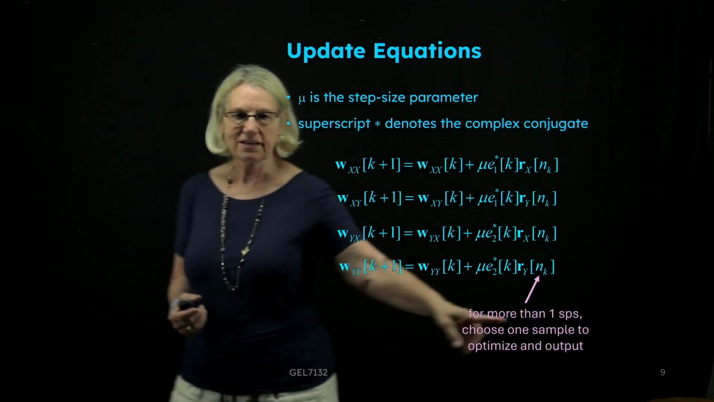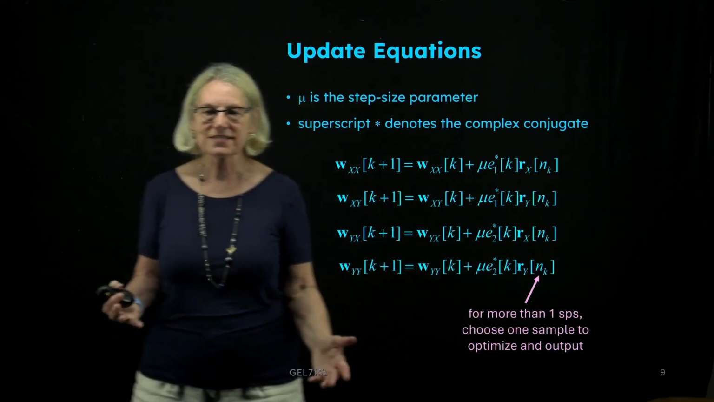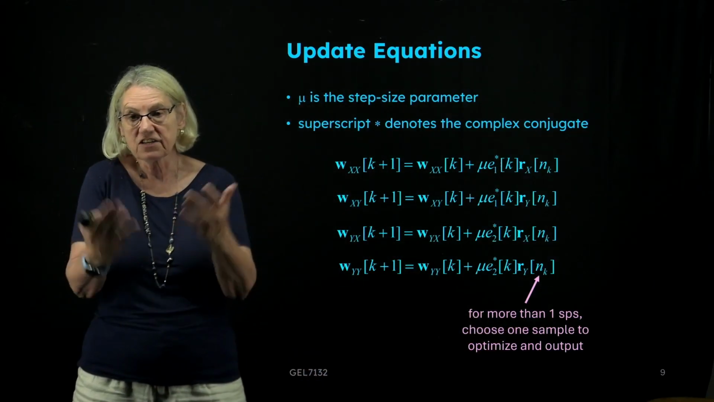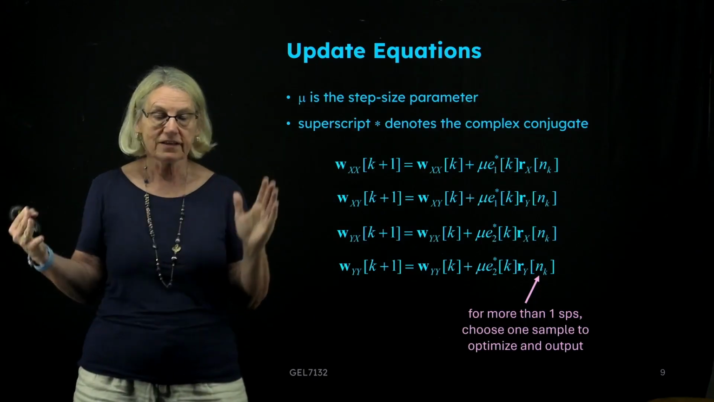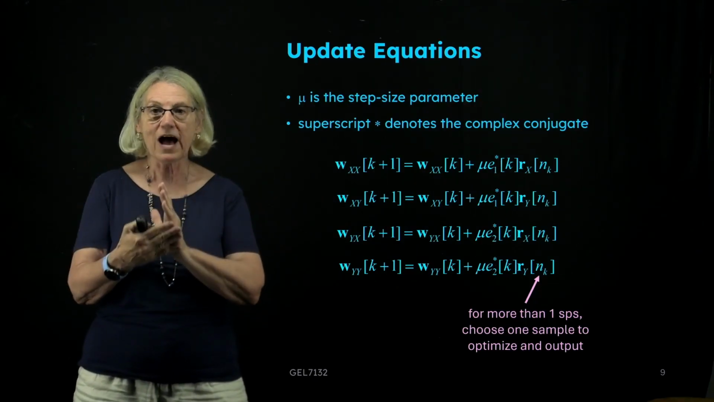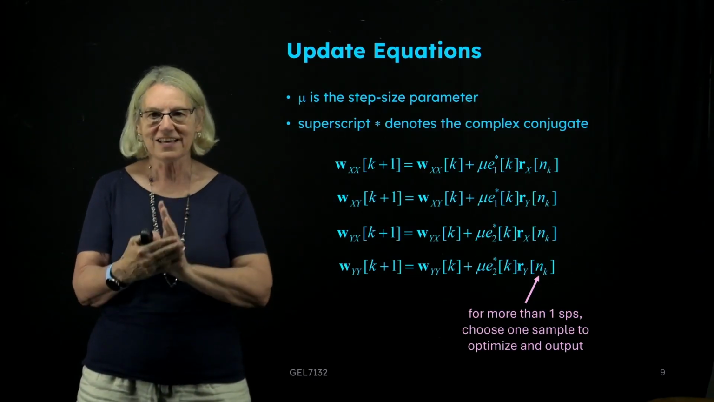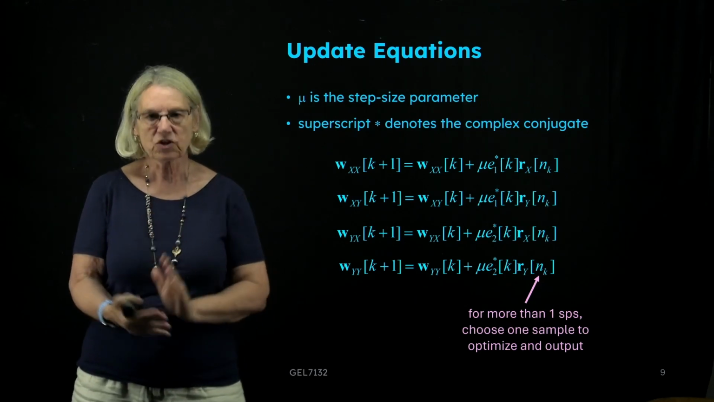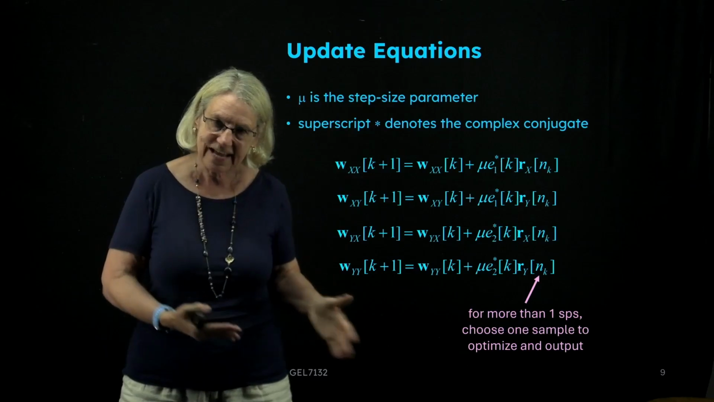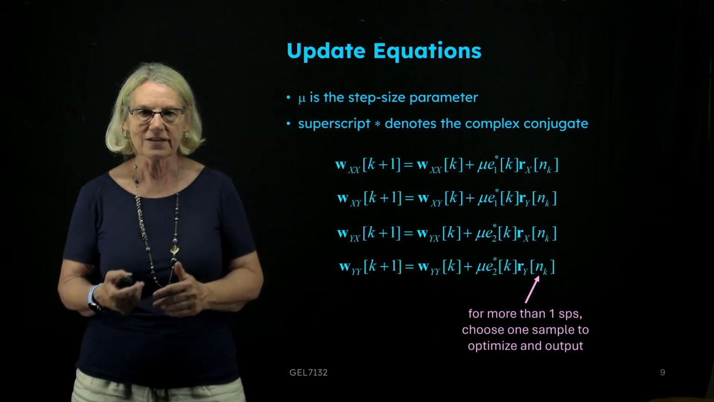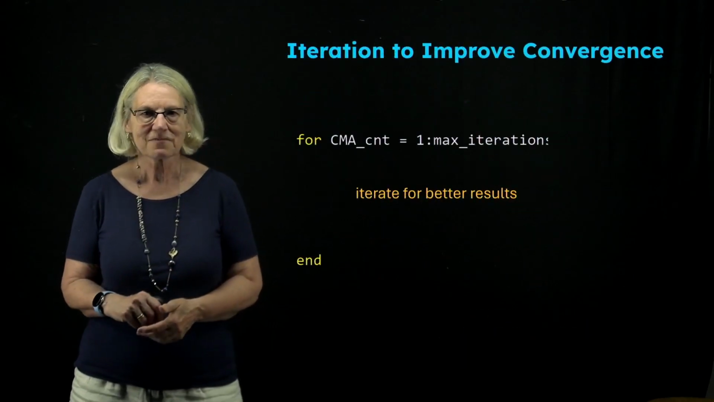So again, it's going to choose one sample. For instance, if it's set in your program to look at the first sample of two samples, then it'll output, and everything will be optimized so that the output at that time is the equalized and correct output. Or it could be the first one, it could be the second one, doesn't matter, but whatever it is, it'll adapt, and that'll be the output that has been optimized.